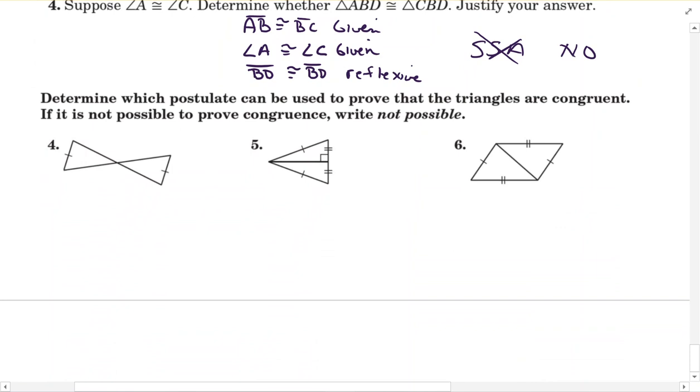For number 4, we know that the vertical angles are congruent, but we don't have enough to prove congruence because we don't have another side or an angle. So no. Number 5, we have a right triangle. We have 2 legs that are congruent, and the hypotenuse that's congruent, so yes, by hypotenuse leg. And number 6, we know that the shared side has to be congruent, so we have all 3 sides congruent, so it's side, side, side.